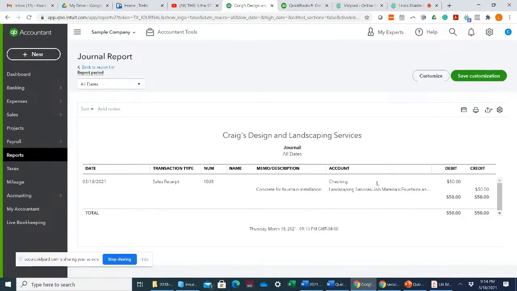In accounting, we have our own lingo. There are certain accounts where, if we want to increase, we debit. If we want to decrease, we credit.